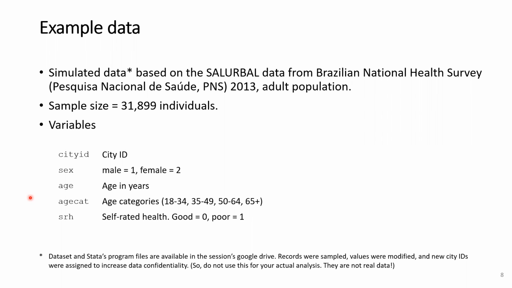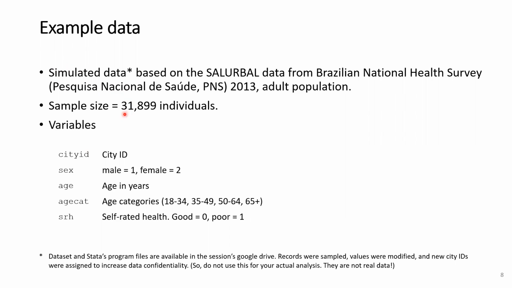And today also we are going to use sample data, which is a simulated data based on real data from the Brazilian National Health Survey, which is PNS 2013 among adult population. And as I mentioned, it's a simulated data. This is different from the original data set. So keep in your mind, I simulated it to protect the confidentiality.